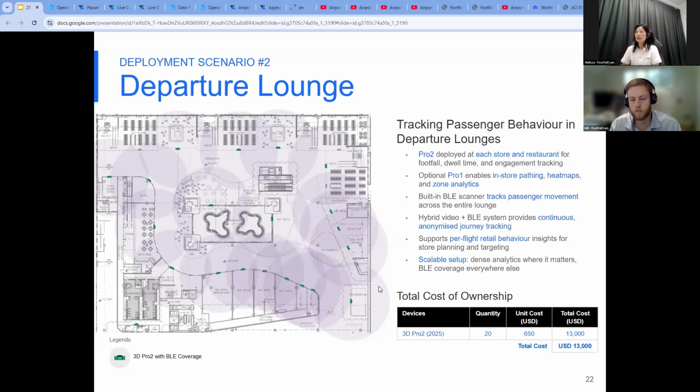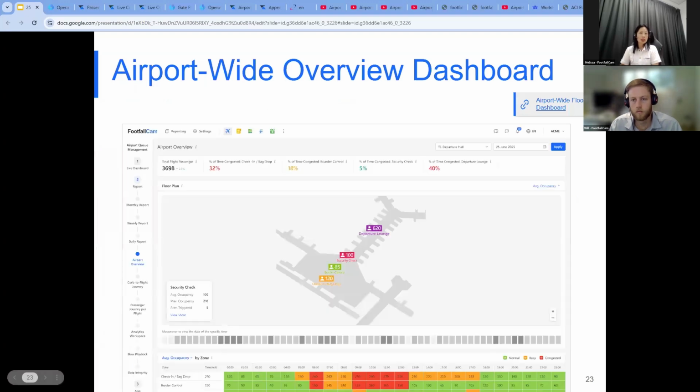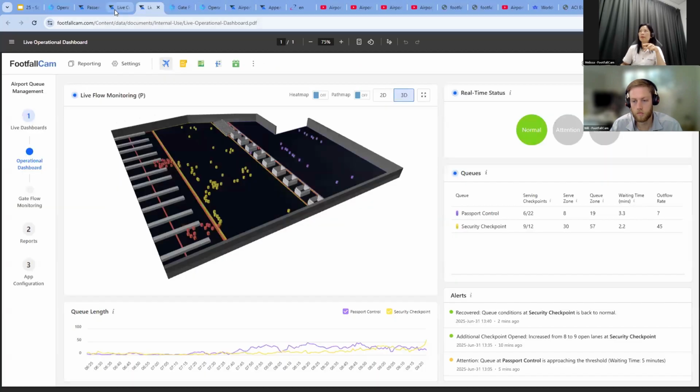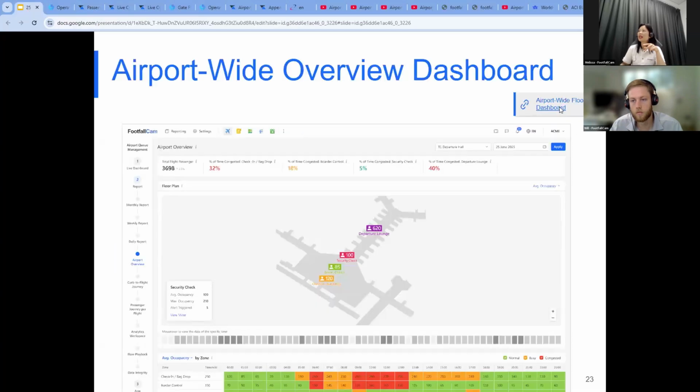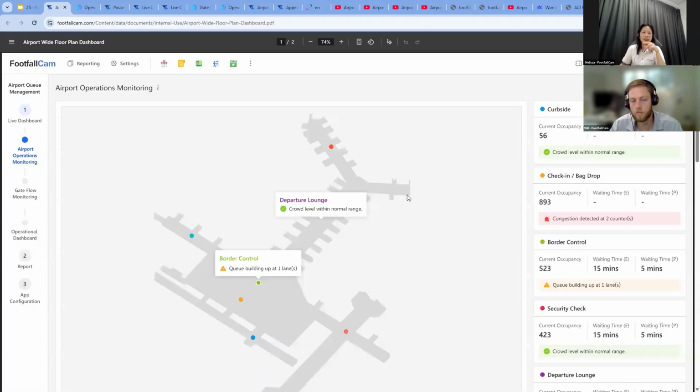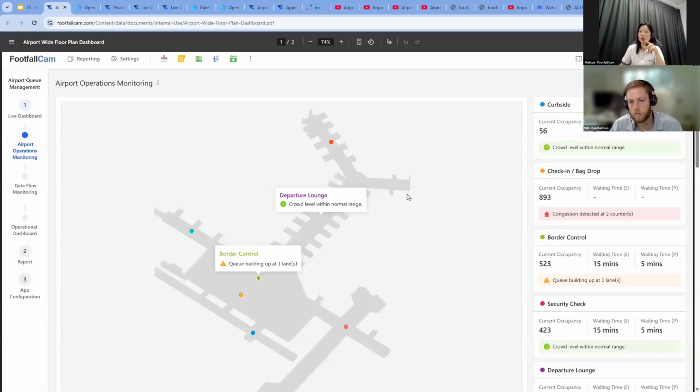Yeah. So now let's go into looking at the dashboard. So this is an airport-wide overview dashboard. In these slides, we are showcasing one of the key reports we provide, which is for the airport operational manager. These reports come in two versions. One is the live version for real-time monitoring.